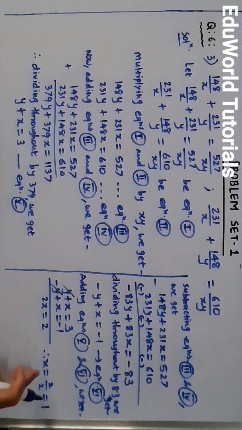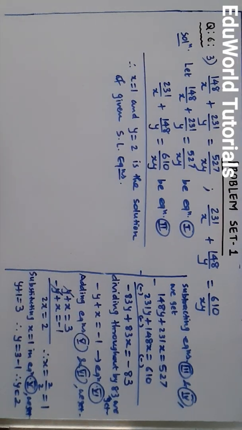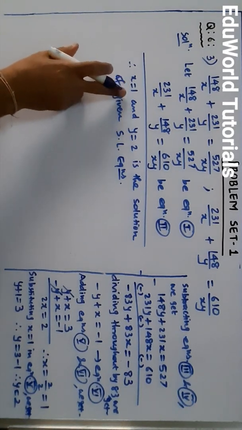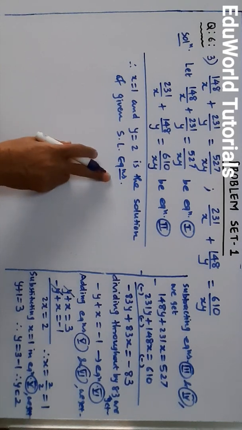And then we substitute value of x equal to 1 in equation number either 5 or 6. So substituting x equal to 1 in equation number 5, we get y plus 1 equal to 3, because equation 5 is y plus x equal to 3. So y plus 1 equal to 3 as x is 1. So y is equal to 3 minus 1, y is equal to 2. So x equal to 1 and y equal to 2 is the solution for given simultaneous linear equations. So I am writing here x equal to 1 and y equal to 2 is the solution of given simultaneous linear equations. This is sum number 3.